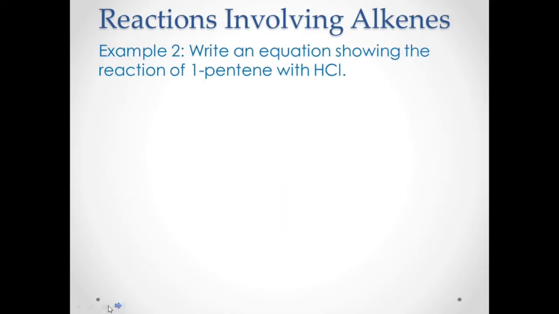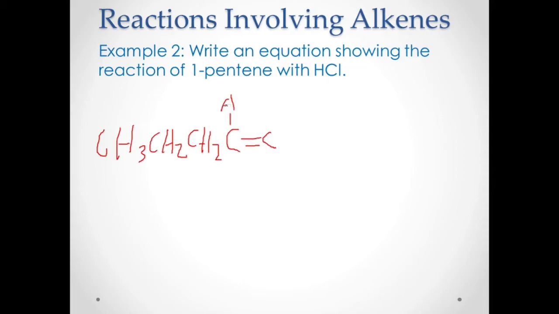So for example, write an equation showing the reaction of 1-pentene with HCl. Okay, so 1-pentene, you would expect that it's a 5 carbon chain, CH2, we have CH2 also, we have C double bond C, okay, so hydrogen, and you have also hydrogen here. So 1, 2, 3, 4, 5, so this is already 1-pentene plus HCl.